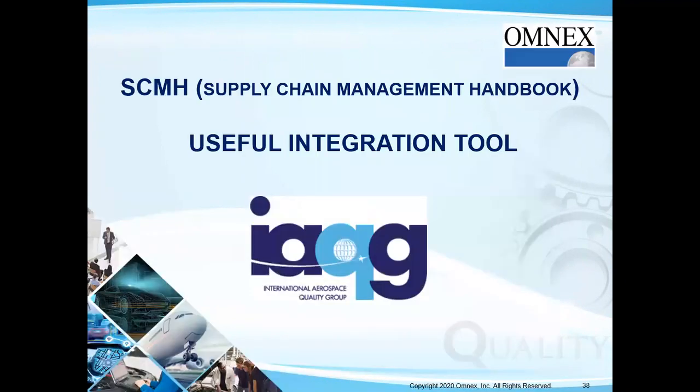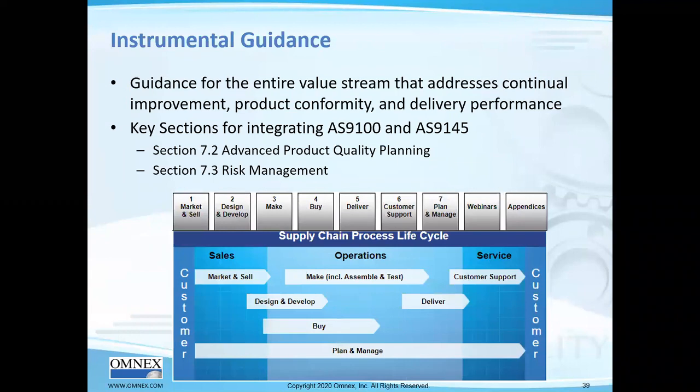Okay. So there is a thing out there by APQP called the Supply Chain Management Handbook. You may have heard SCMH. It is a very useful integration tool for integrating these two standards. Parts of it are free, parts of it are not. I'm just going to throw that out there for you. But it's instrumental guidance. It is guidance. The whole SCMH is really there to address continual improvement throughout the entire value stream.